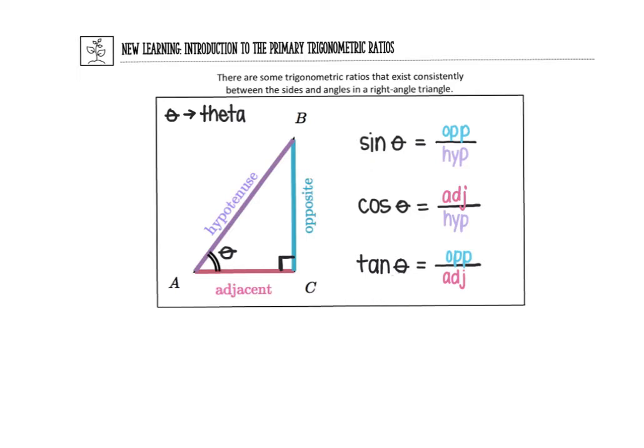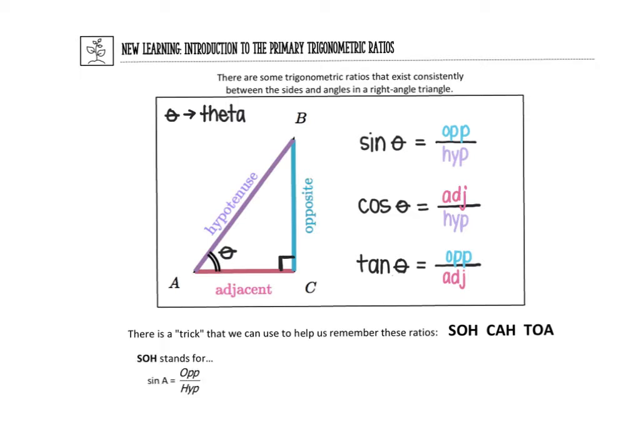There's a little trick we can use to remember these formulas. It's called SOHCAHTOA. And what it does is it spells out for you the values that you need to place in the different positions of your ratios. So sine is the S in SO. The OH is the opposite over the hypotenuse. CA represents the cosine of theta being equal to the adjacent over the hypotenuse. And the TOA stands for the tangent of theta is equal to the opposite over the adjacent.